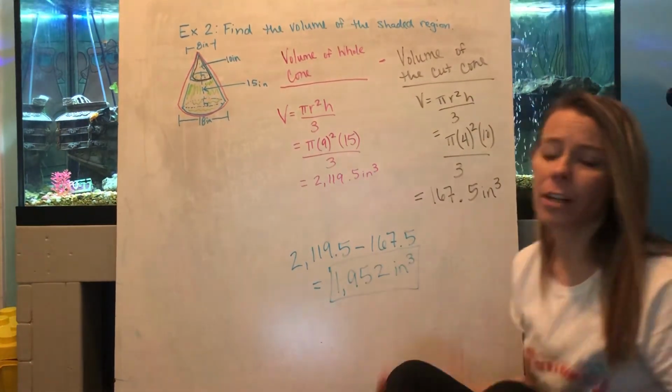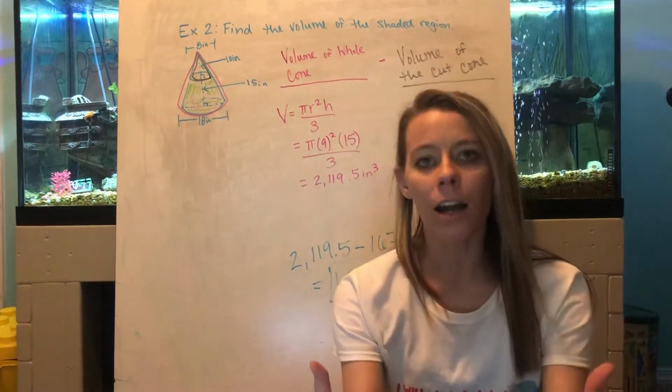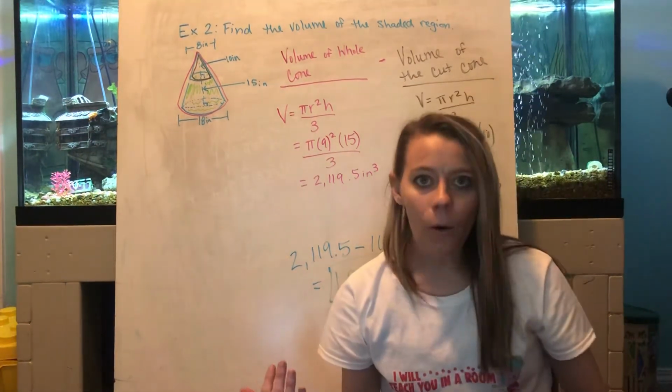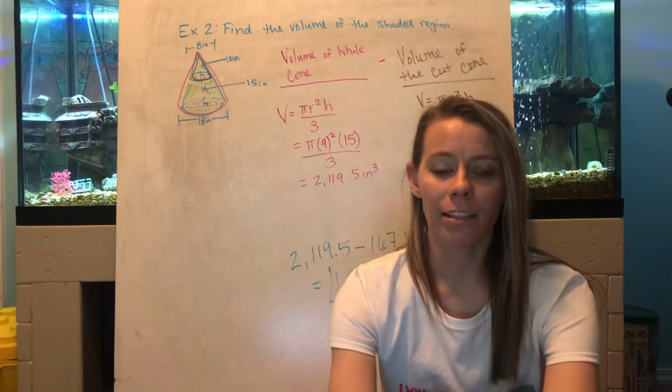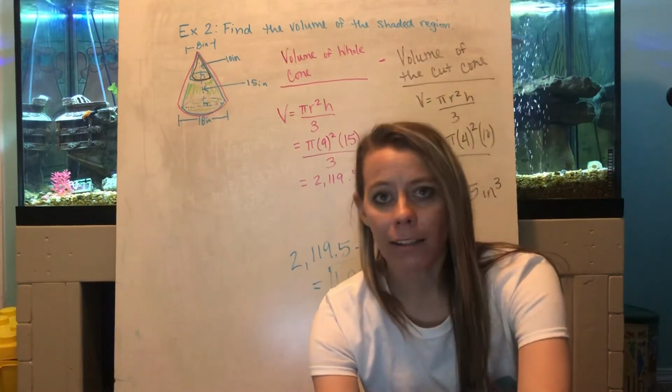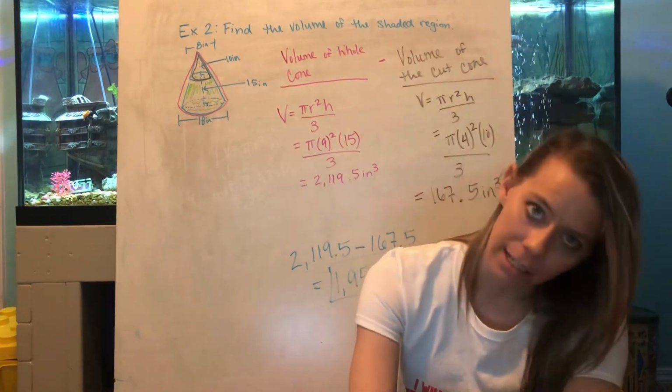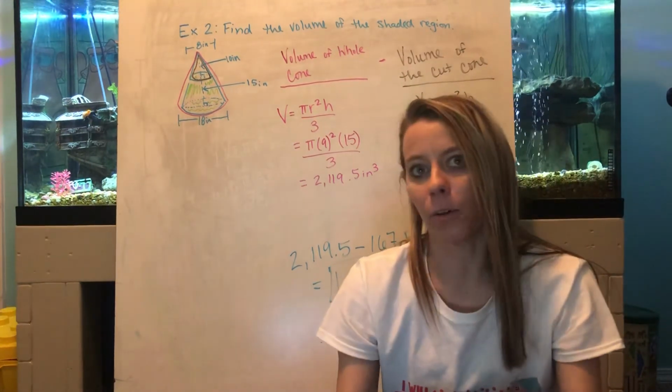So with composite volume, sometimes there's pieces added on, sometimes there's pieces taken out, and the whole goal is to identify which solids were added on or which solids were taken out and add them or subtract them accordingly.